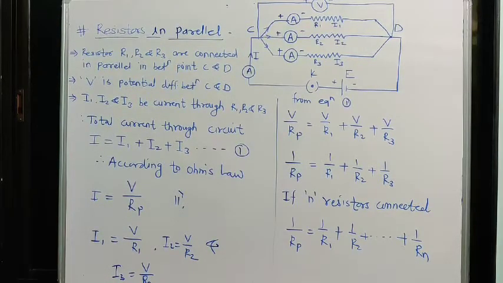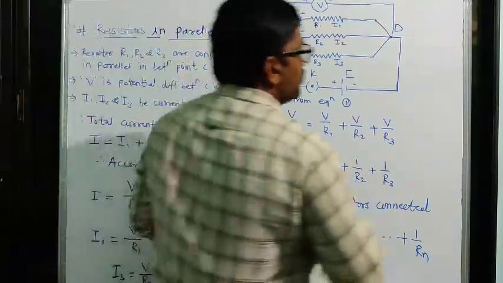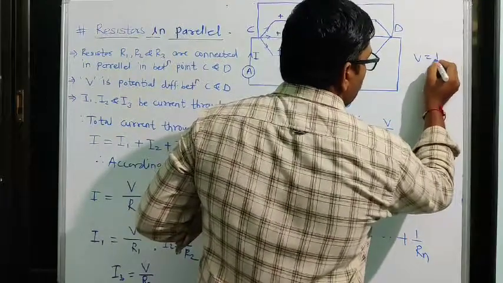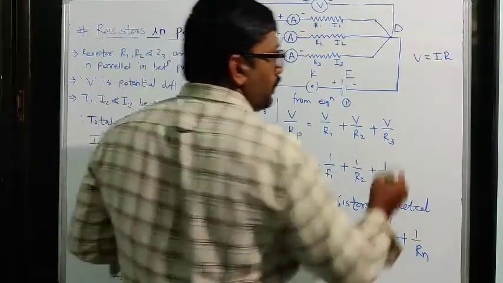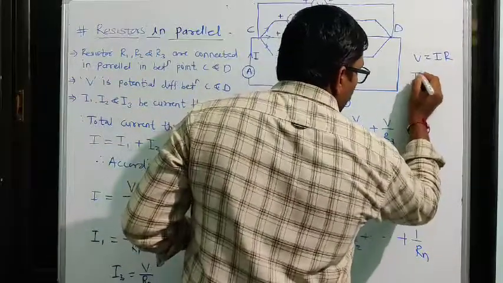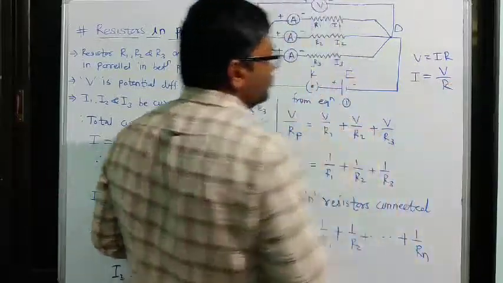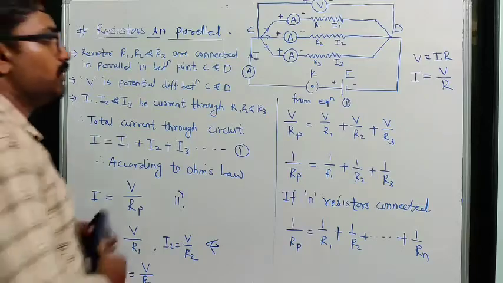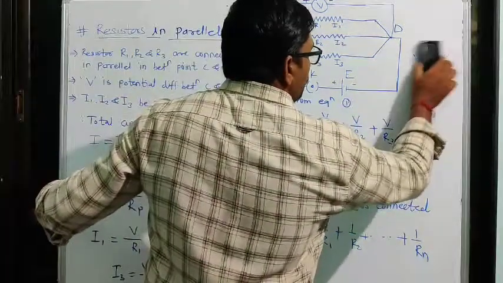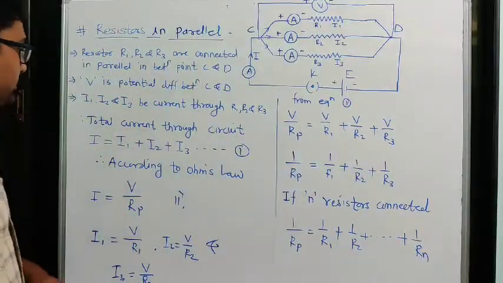Now according to Ohm's law, what is the equation of Ohm's law? V is equal to IR. So by using this Ohm's law we can derive the equation for current I. So I will be equal to V by R. That relation we have to use here. So I is equal to V by R. We have to use that equation.